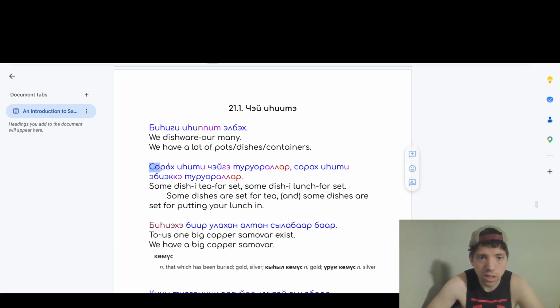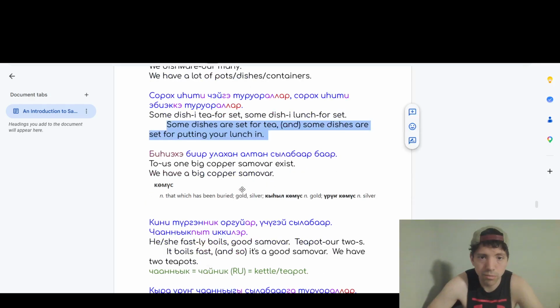So I'll read this number 2 again. Sorok ihiti cheige turuaralar. Sorok ihiti ebiake turuaralar. Some dishes are set for tea and some are set for putting your lunch in. Yeah. Not the clearest, not the smoothest translation, but I hope you can get the meaning.